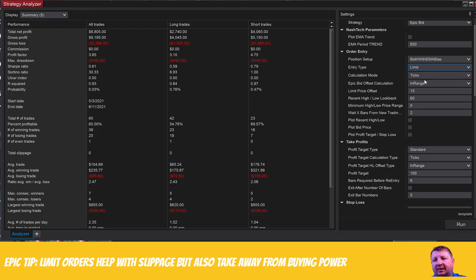Unless you are doing, let's say, many instruments. We have one client that was using this against 200 stocks with TD Ameritrade's connection on a multi-broker. So in that case, you're really looking at taking your buying power away very quickly if you're set to limit. Calculation mode, we're just going to leave this at ticks.